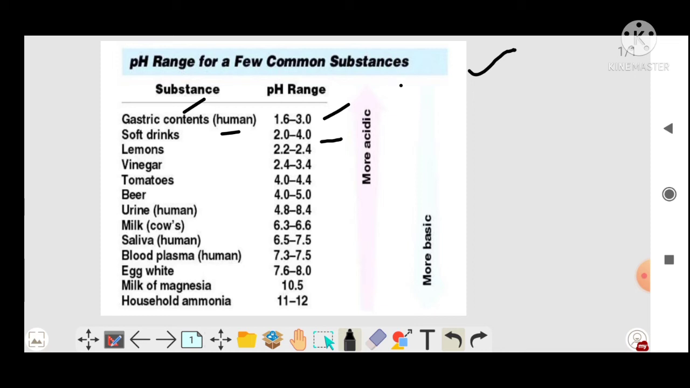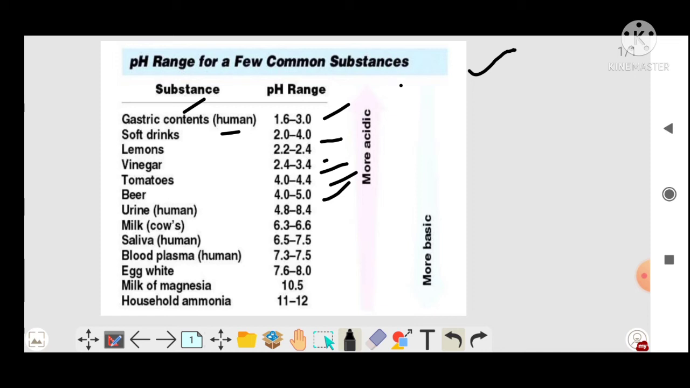Lemons: 2.2 to 2.4, acidic. Vinegar: 2.4 to 3.4, acidic. Tomato: 4 to 4.4, that is acidic. Beer: 4 to 5, acidic. Urine: 4.8 to 8.4. Okay, human urine.